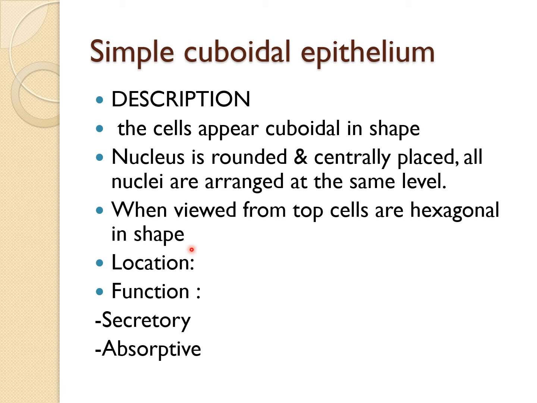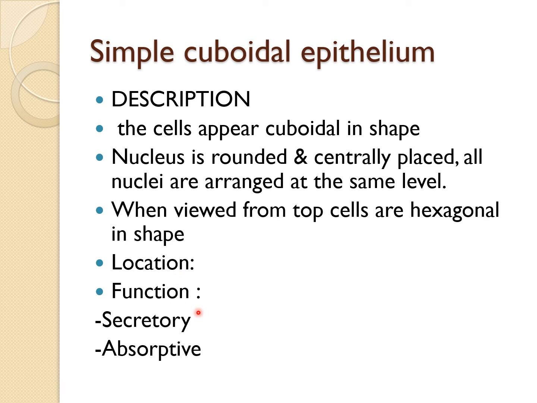So the location of this simple cuboidal epithelium, mainly you can see in the follicle of the thyroid gland, in the duct of the main gland, and on the surface of the ovary, choroid plexus, and inner surface of the lens, and the pigment cell layer of the retina. The cuboidal epithelium with the prominent brush border is seen in the proximal convoluted tubules of the kidney. So these are the locations of the simple cuboidal epithelium.